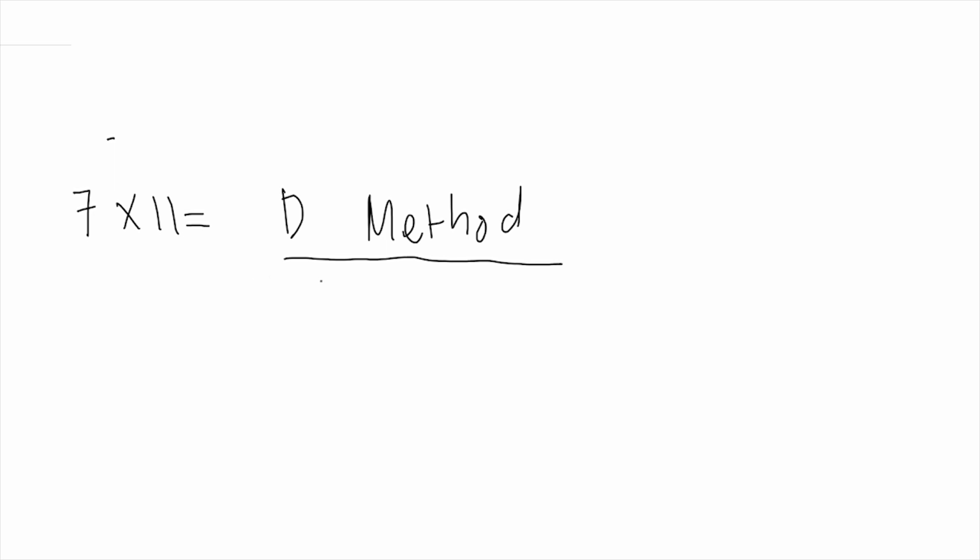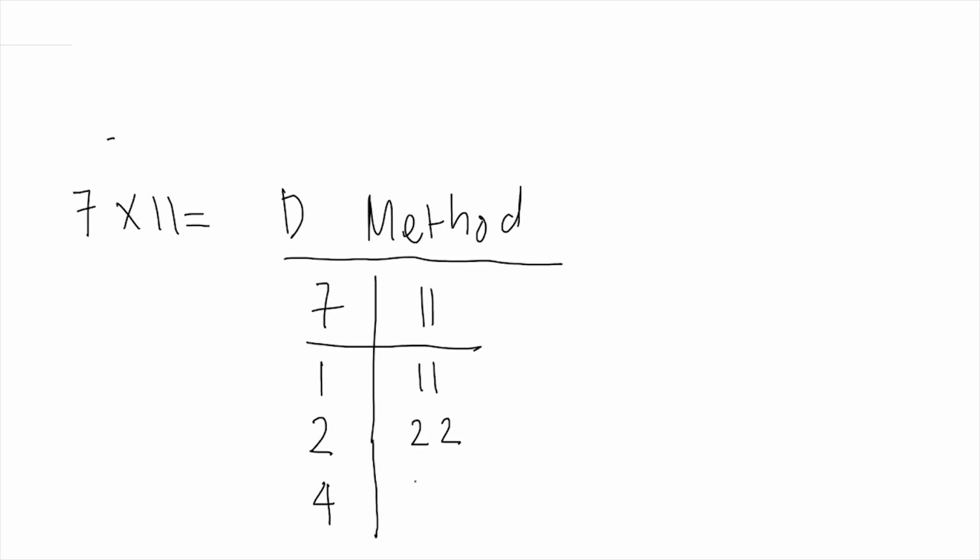So I have a problem, 7 times 11, and we will calculate it with the doubling method. First I write 7 and 11 separated with a line like this. In the left column I start at 1 and then double it, 2, and so on, but 8 is greater than 7, so I will not include it. In the right column I write first 11, then 22, and then 44.